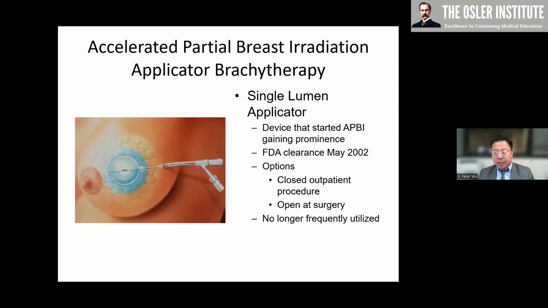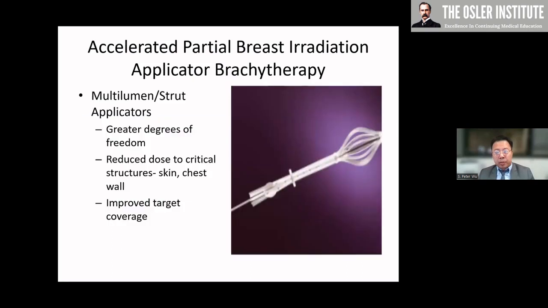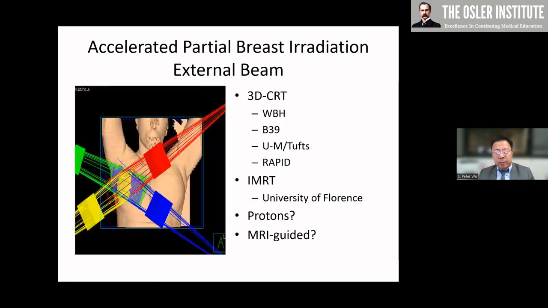And essentially, this used to be quite a popular route of doing partial breast. Me and some colleagues are writing a review of the changes in practice of care. This used to be the dominant form of partial breast. Now external beam is becoming dominant. Again, there could be single lumen or multi-lumen catheters. You can contour more of the dose distribution with multi-lumen catheters, but you can still get a very respectable dose distribution with single lumen catheters.